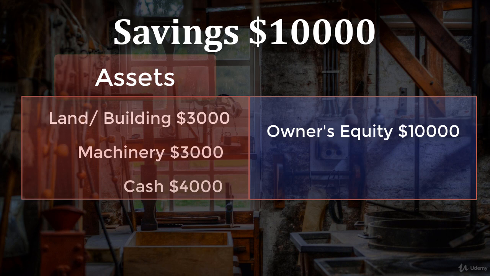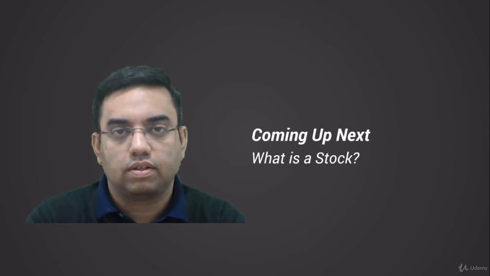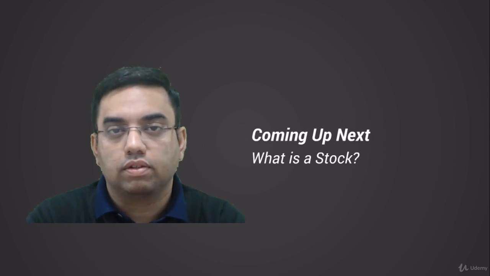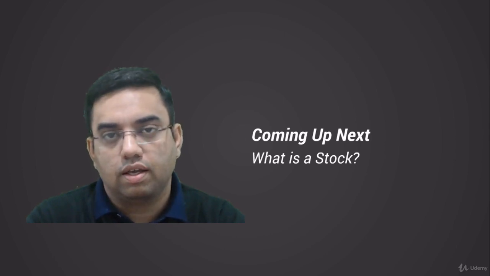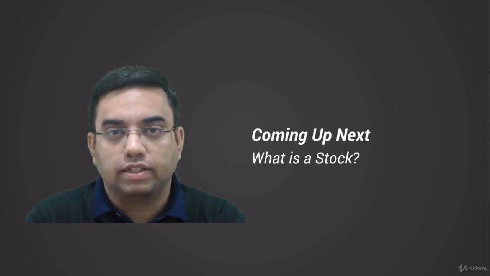By comparing the sum totals on the left side and the right side, we can be sure that we have accounted for every penny of owner's money. This was an example of a simple balance sheet. In the next video, let's complicate this a little.